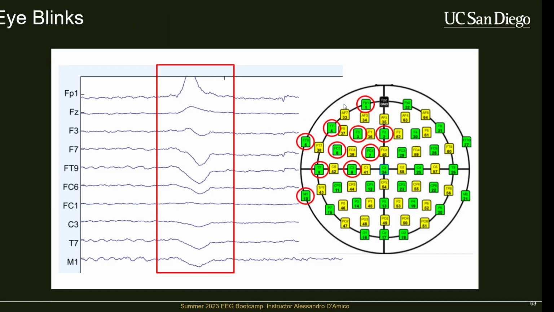So here's an example of some eye blinks. On the left, I have actual EEG data, and on the right, I have the electrodes that these data are coming from. So the first one is FP1, which is right here at the front of the scalp. It's actually right here where my fingers are.